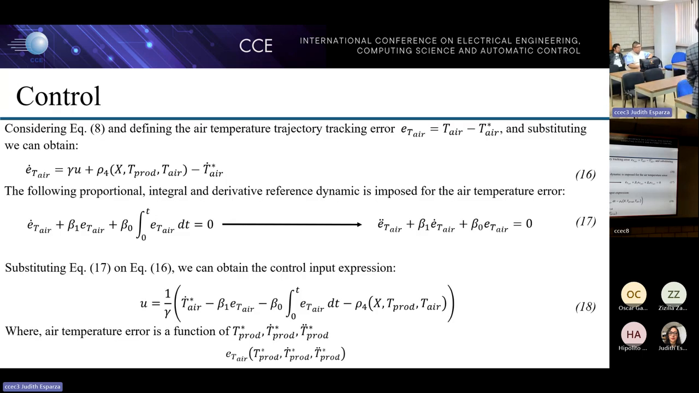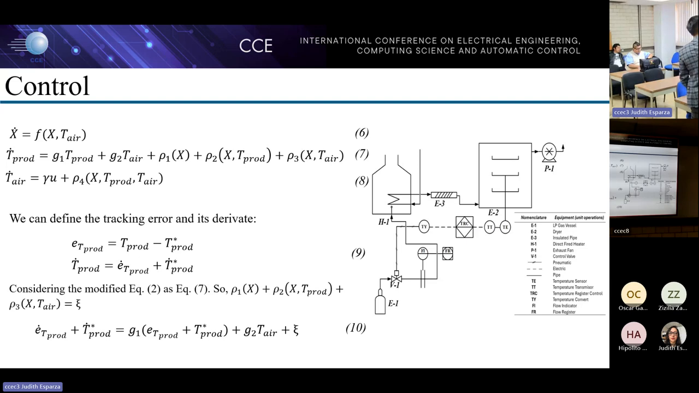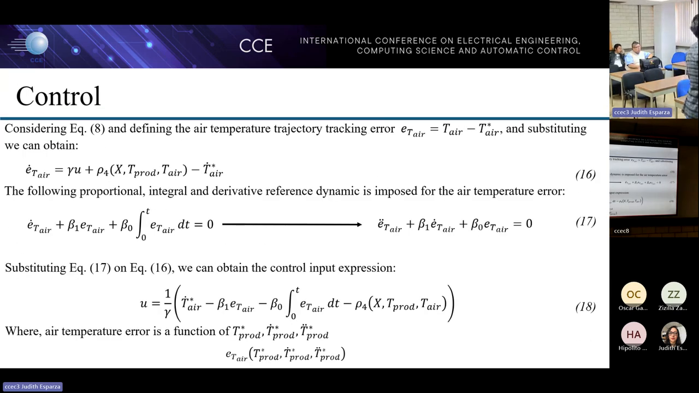So, considering this and equation 8, which is the model, we can define the error of air temperature. If we impose a reference proportional integral and derivative, we can obtain the control input expression that follows in equation 18. With this control input, we are observing that the control input depends just on the product temperature trajectory.